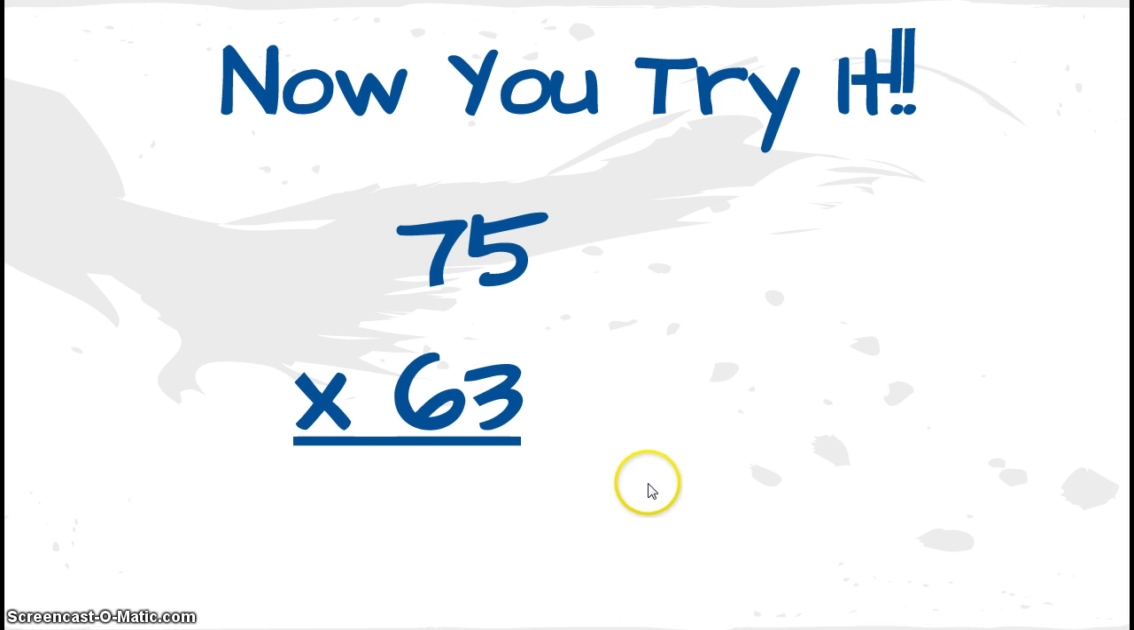Pretty cool, I think. I want you to try it. Take 75 times 63, write it on your whiteboard. First step, break 75 up, break 63 up, find your partial products, and then add.